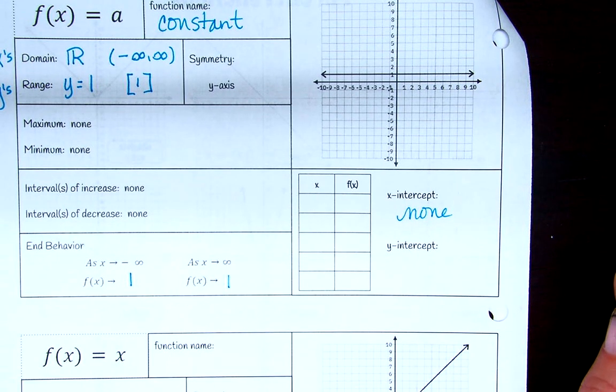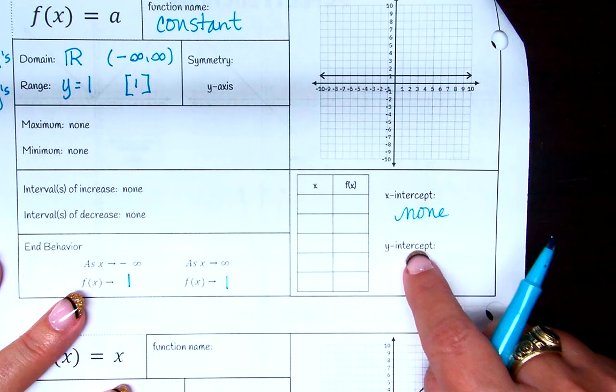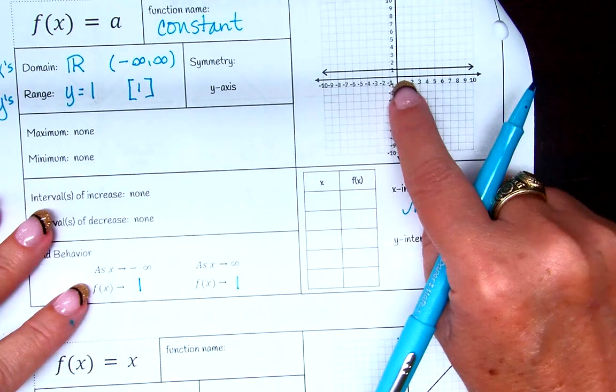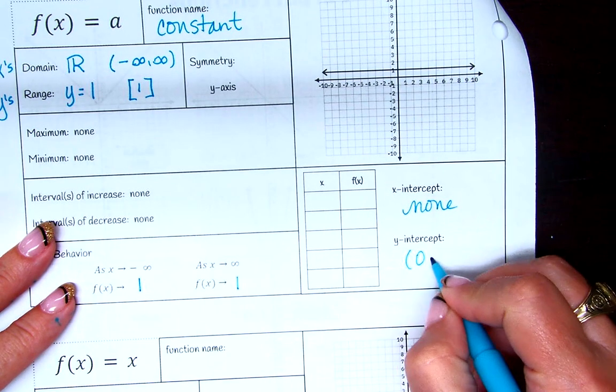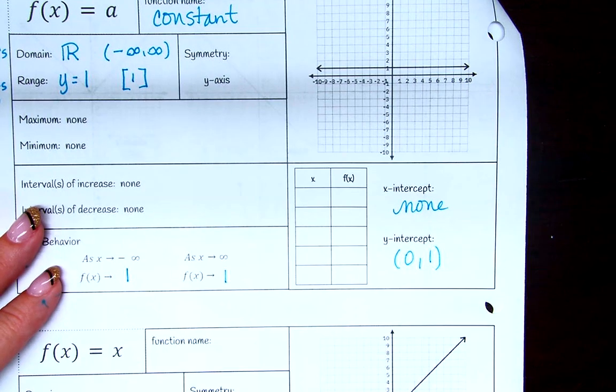Yes. But I have to be picky, right? It crosses at 1, doesn't it? Doesn't this cross the y-axis at 1? But a y-intercept is the point at which the line crosses the axis, right? What is this point called? (0, 1). Does that make sense? Okay?